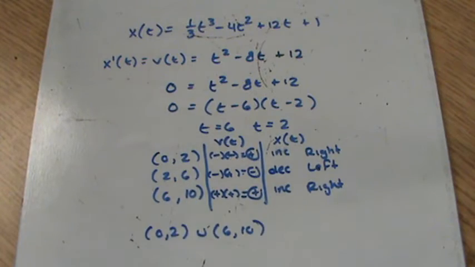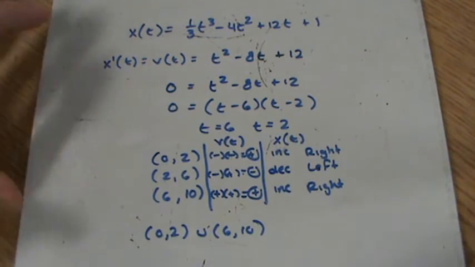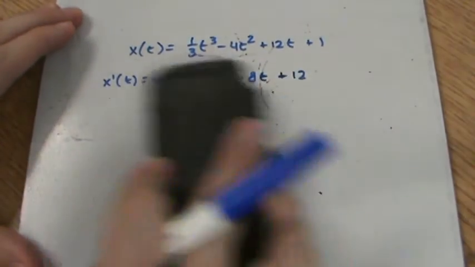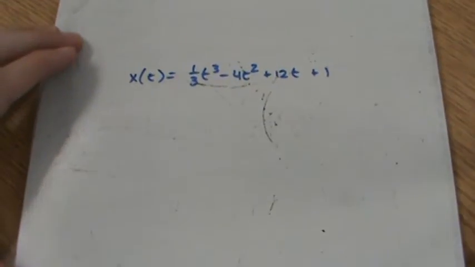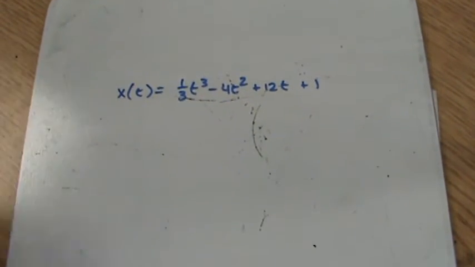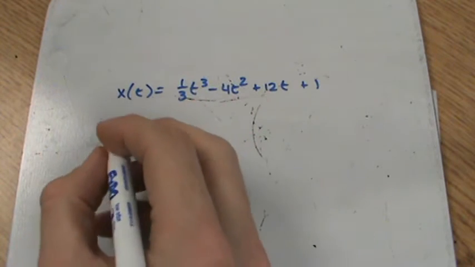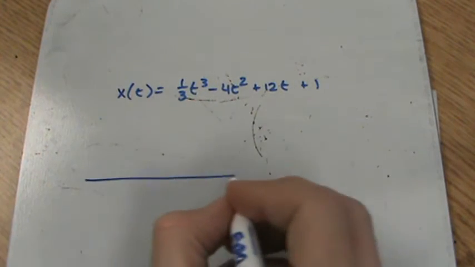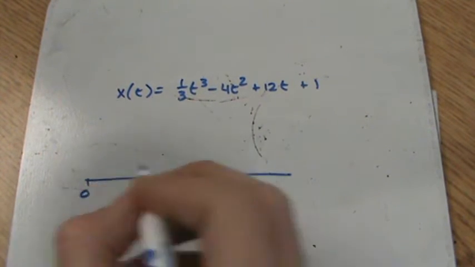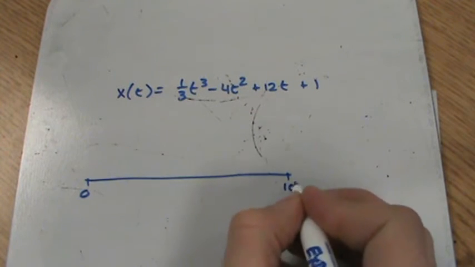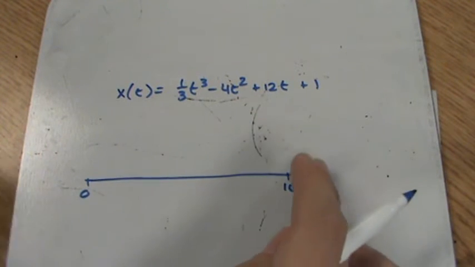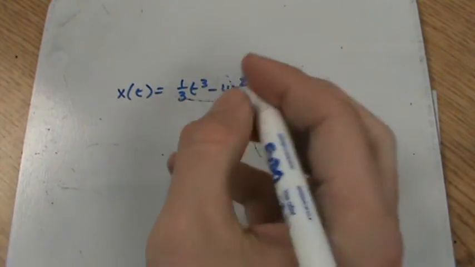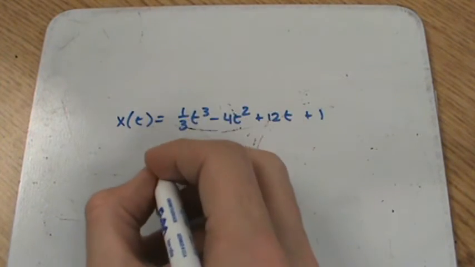Now let's take a look at total distance. We're going to go back to those critical numbers. Okay, so let's look at a number line here. We're moving along the x-axis from 0 to 10. Oh, that's time. Correct me. All right, let's use those critical numbers.